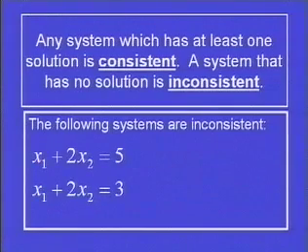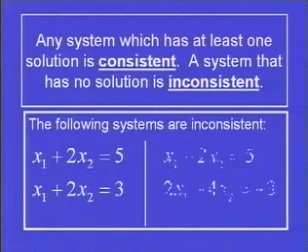We have x1 plus 2x2 is equal to 5, and at the same time, x1 plus 2x2 is equal to 3. That's obviously impossible. If x1 plus 2x2 is 5, then it still ought to be 5 in the second equation. So this is an inconsistent system.